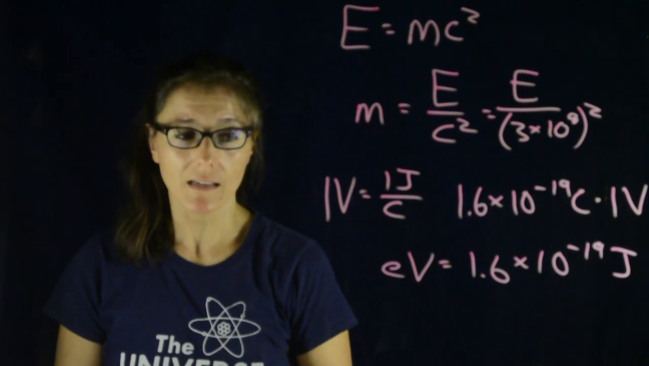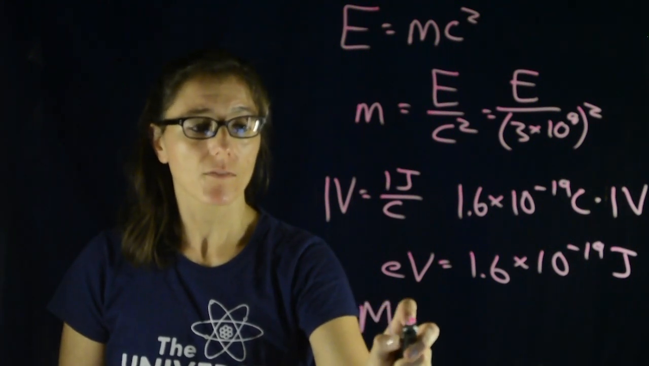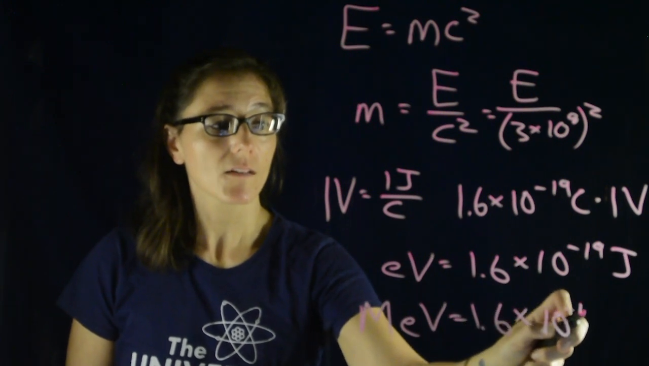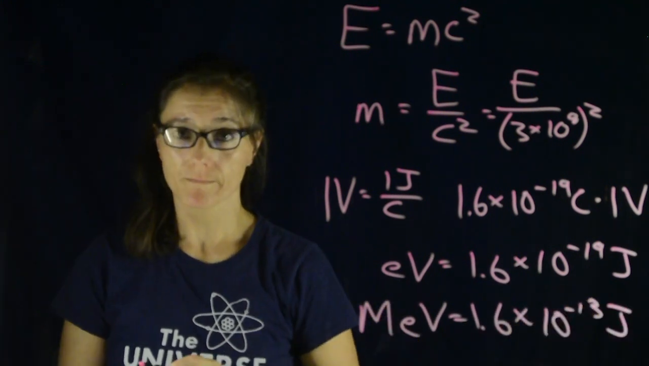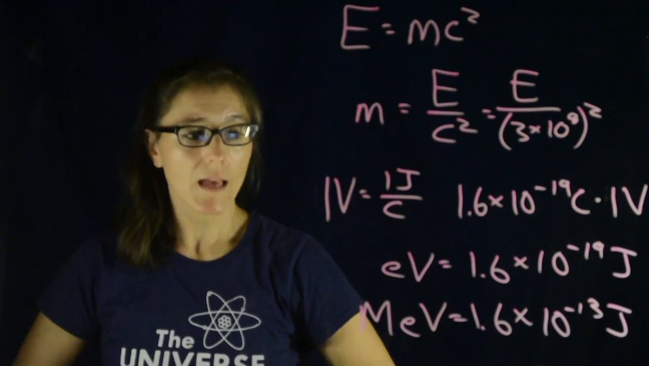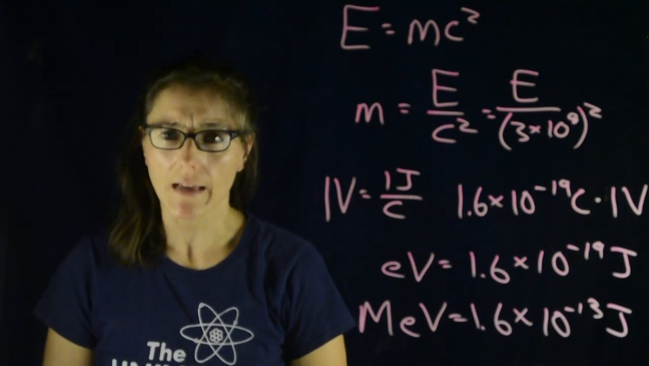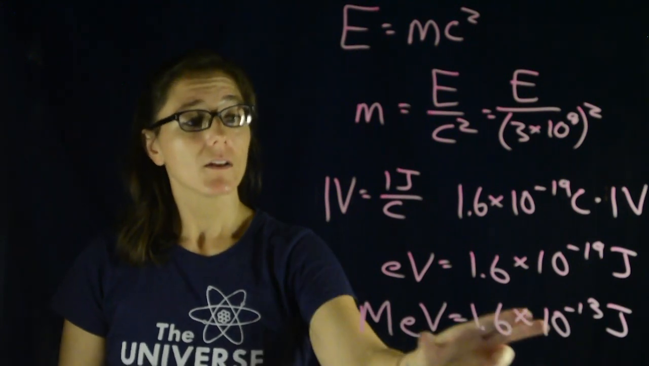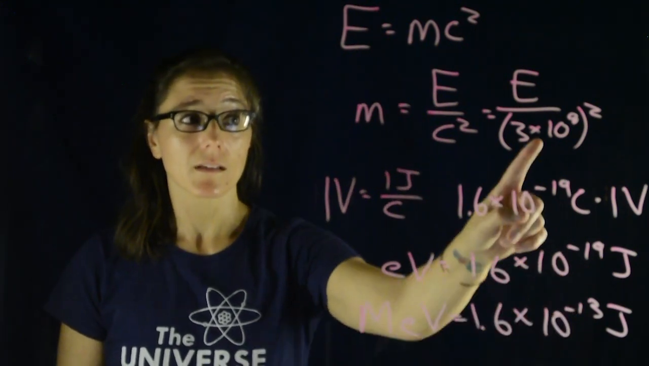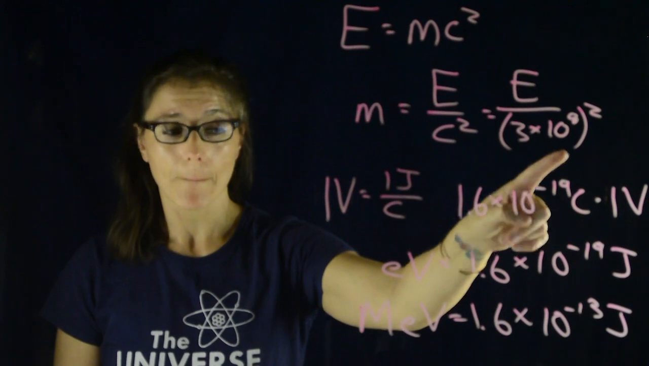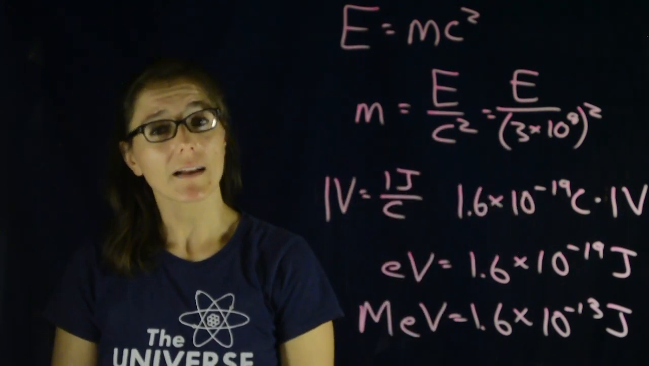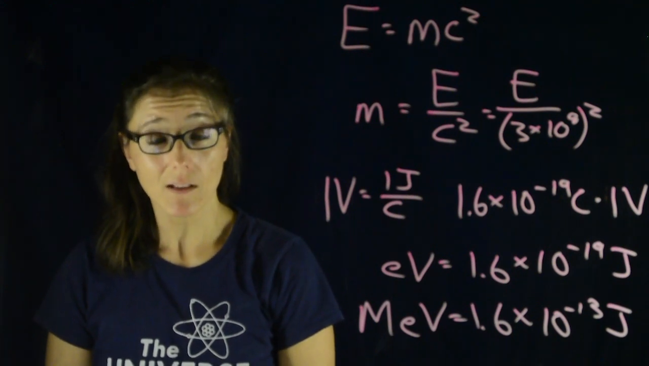Mega is 10 to the 6th. So a mega electron volt is 1.6 times 10 to the negative 13th joules. So how do we get to that 0.511 mega electron volts per c squared for an electron? You take a mega electron volt, divide it by the speed of light squared, and multiply it by that 0.511, and you will in fact get the mass of an electron in kilograms.